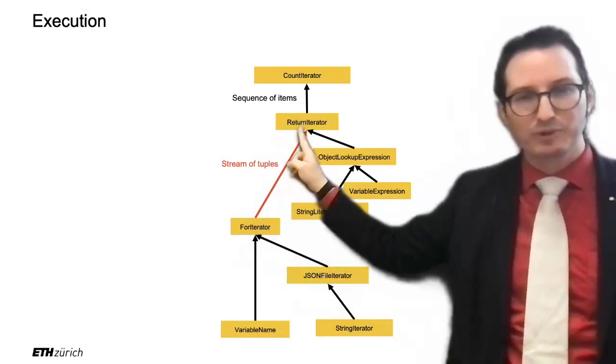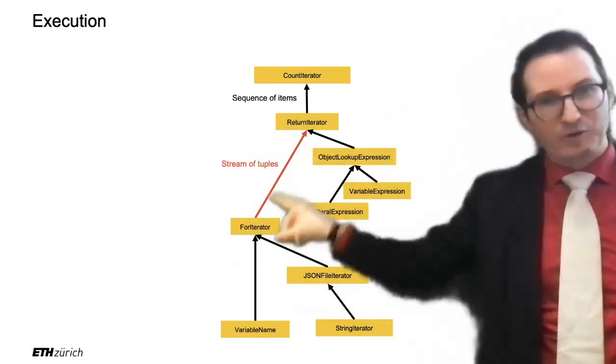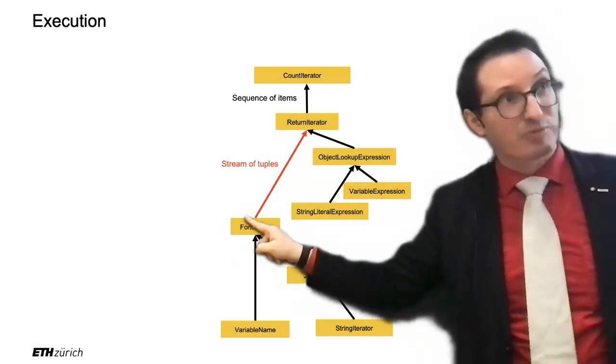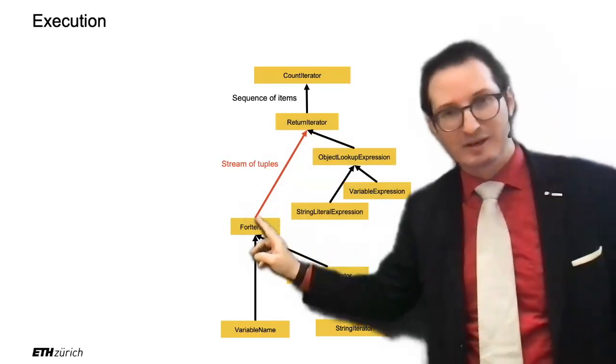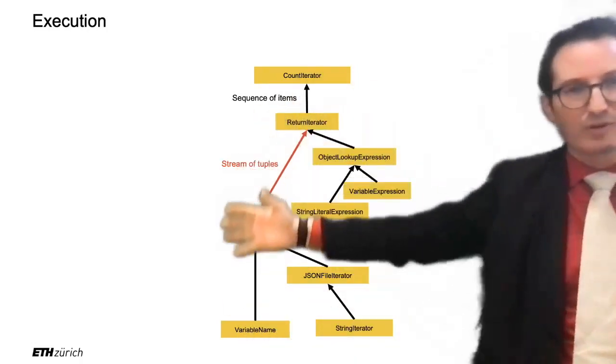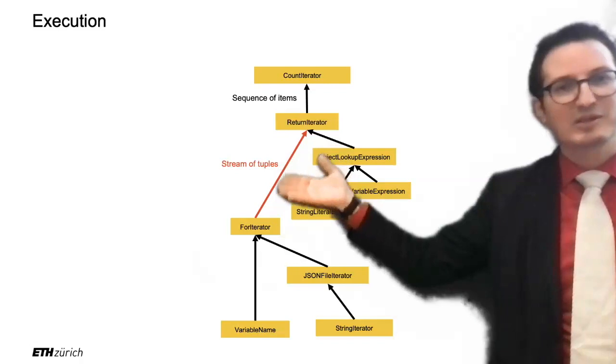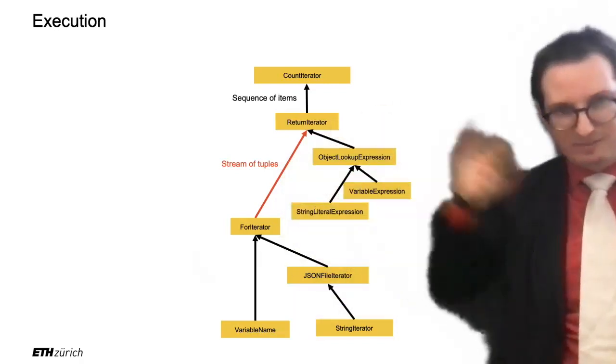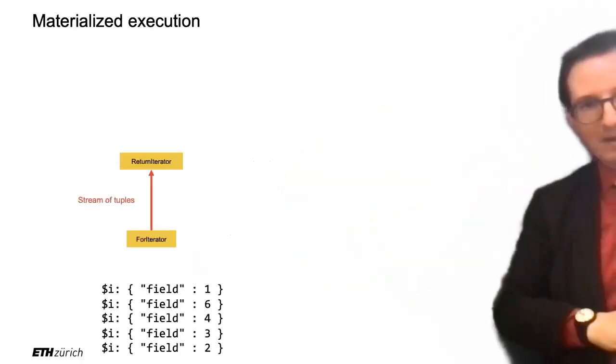So this is why this one I put in red. But again, a for clause is not an expression. That's why it's not a sequence of items. Expressions, it's always a sequence of items. But basically, we have this gigantic runtime iterator, and then we have the sequences of items and the streams of tuples that flow through it.